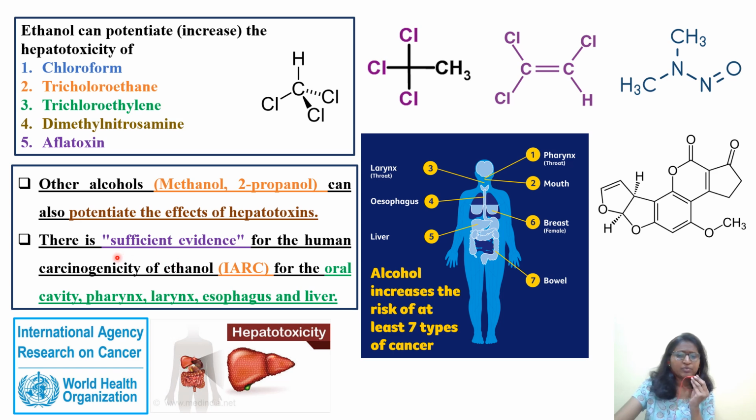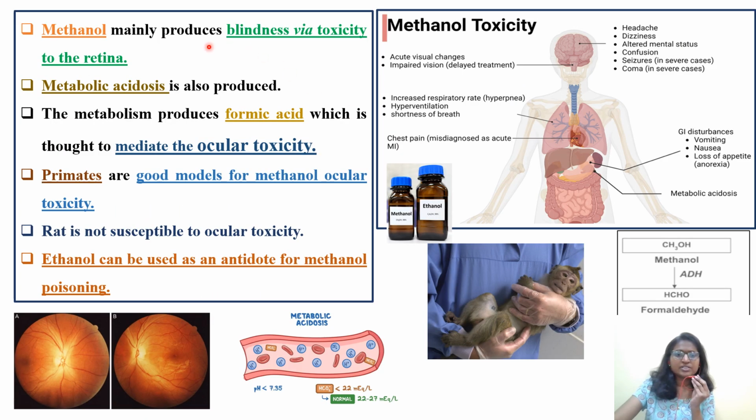So ethanol has sufficient evidence for human carcinogenicity. It is causing oral cancer, pharynx, larynx, and esophageal as well as liver cancer. That is the reason you should not drink alcohol. Here in the diagram you can see mouth cancer, breast cancer, intestine, bowel, liver, esophagus as well as larynx. Alcohol increases the risk of at least 7 types of cancer. Next, we'll discuss the second solvent, which is methanol.